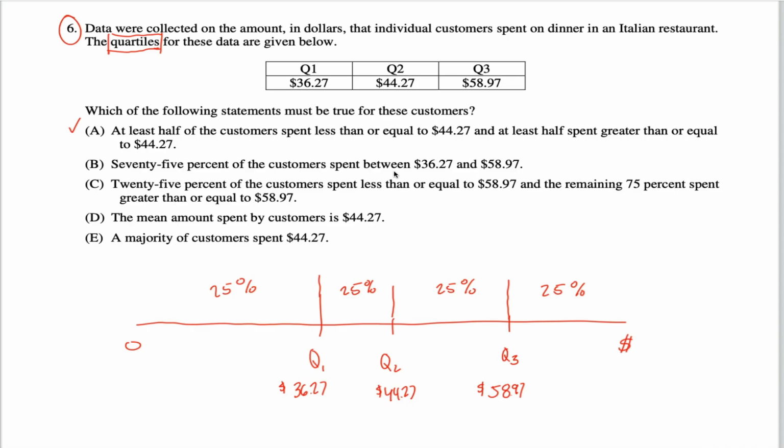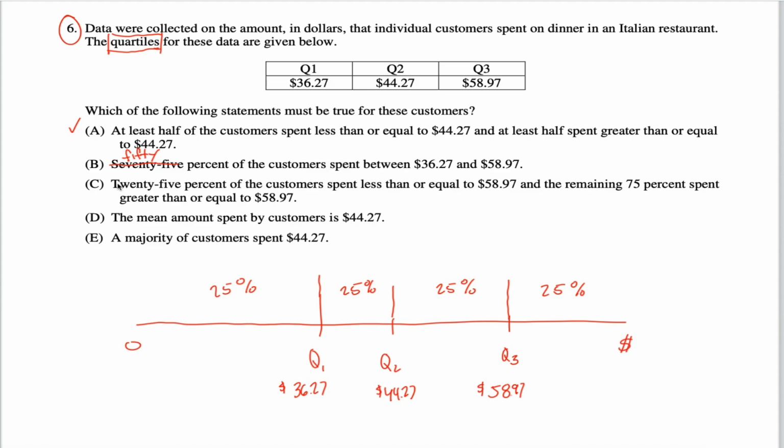75% of the customers spent between 36 and 58? No, 36 is the first quartile, 58 is the third quartile. As we can see from our picture here, 50% of the customers spent between these two amounts. Again, you might have to throw some qualifiers in here to worry about ties and strange cases. You might want to say something like approximately 50% of the customers spent between these two amounts, if you want to make this a true statement.